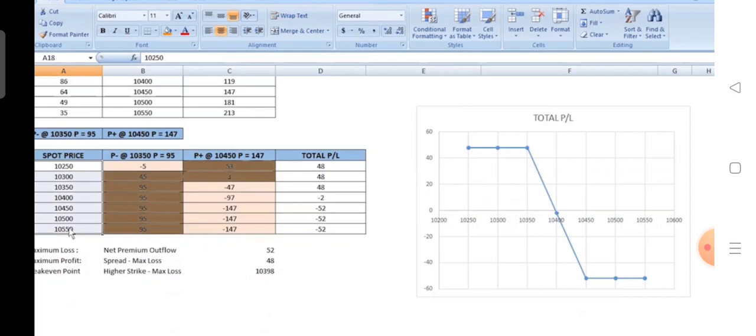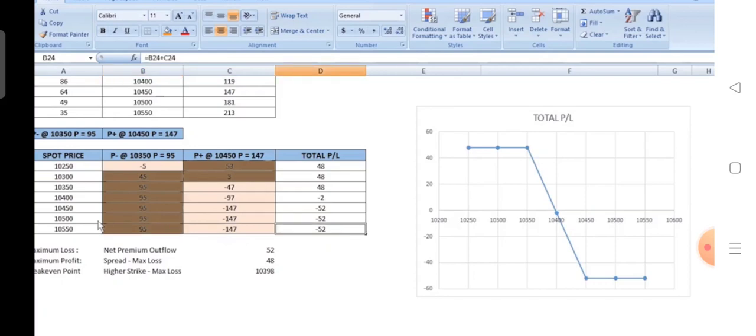Say the price is at 10,550. That means the spot price goes against our expectation of being mildly bearish on the underlying asset. What happens? The 10,350 put option lapses, and we receive a premium of 95 rupees. The 10,450 put option simultaneously also lapses. We had paid a premium of 147. So the net loss would be 147 minus 95, which is 52 rupees.